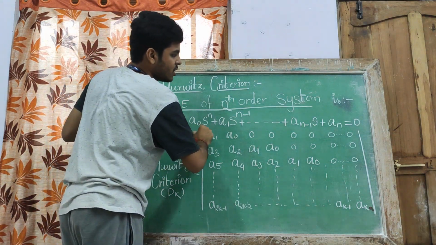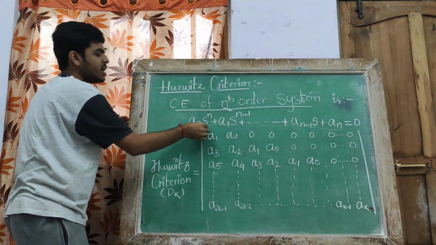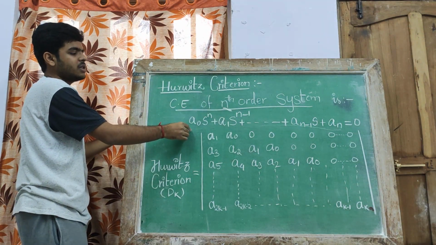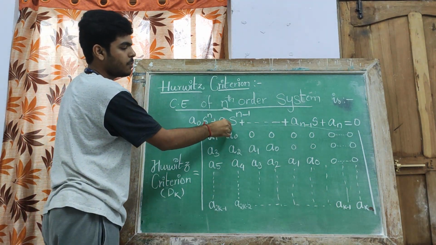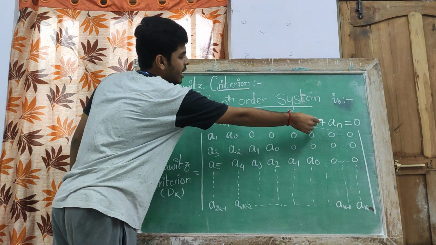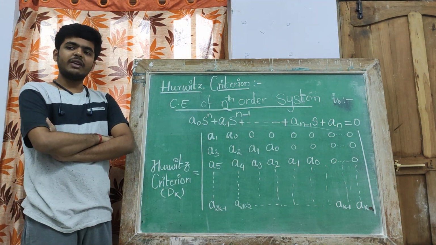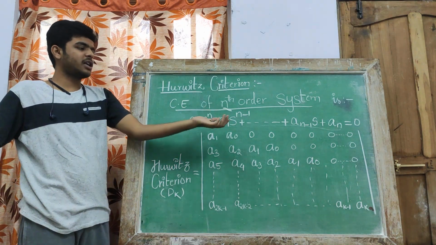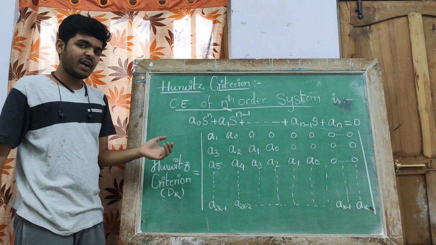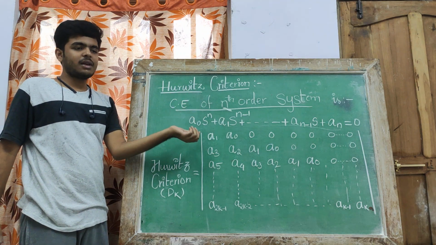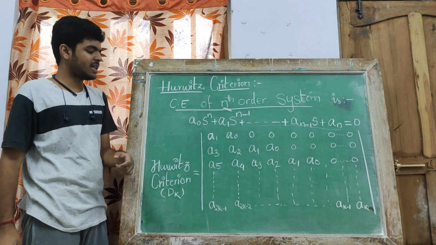First, we will take an nth order equation. This is an nth order polynomial equation, which is a0 s power n, plus a1 s power n minus 1, plus so on up to an. This is the characteristic equation. What we have to do is find the determinant of this particular polynomial, for finding whether the system is a stable system or unstable system.